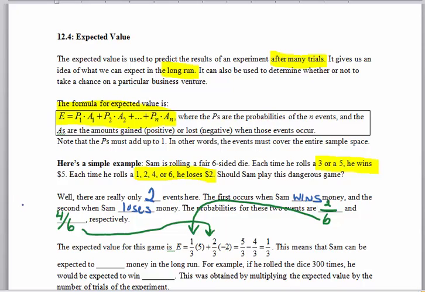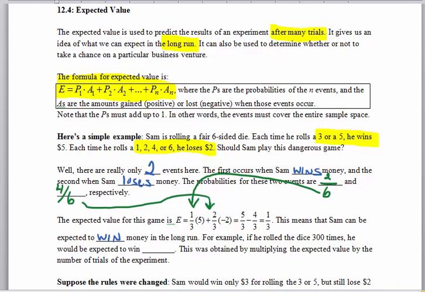The fact that it's positive tells us that in the long run, we can expect him to actually win money. So in other words, this isn't really that dangerous of a game. Chances are he's going to win money in the long run. If he keeps playing it over and over again, he's probably going to win money. All right. So, for example, if he rolled the die 300 times, actually it's not dice, it's just die.